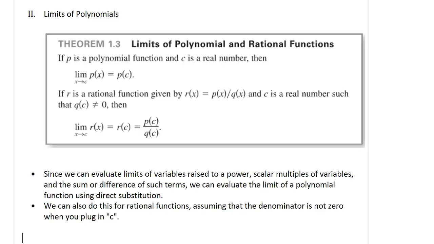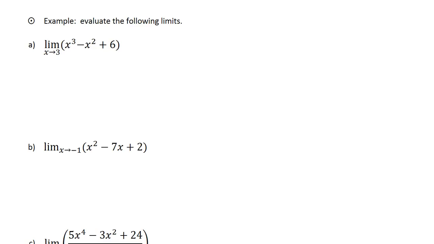So since we can evaluate limits of variables raised to a power, scalar multiples of variables, and the sum or difference of those terms, we can evaluate the limit of a polynomial function or a rational function using direct substitution, assuming that that denominator is not 0. So let's take a look at some examples.